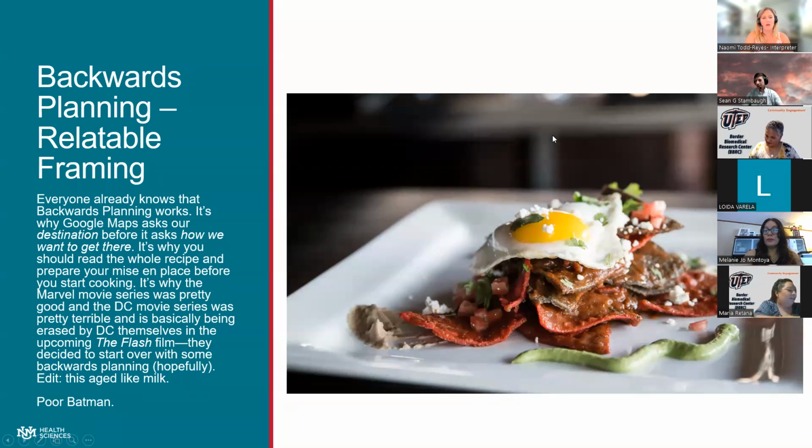So to pull it together, starting at the end makes sense. It's intuitive and counterintuitive at the same time.